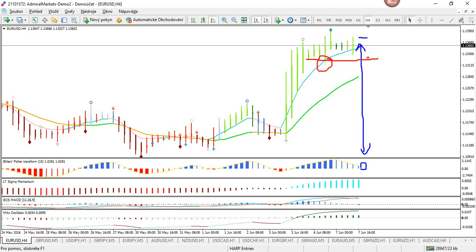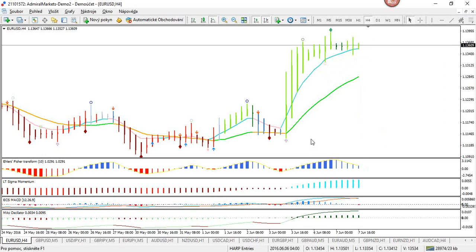That is a long setup using a swing strategy. This is a swing strategy because it's a 4-hour chart, as a continuation of this. Now, you might be wondering, what are these diamonds and circles? Basically, they guide us in what direction to trade. You always want to trade in the direction of the diamonds.